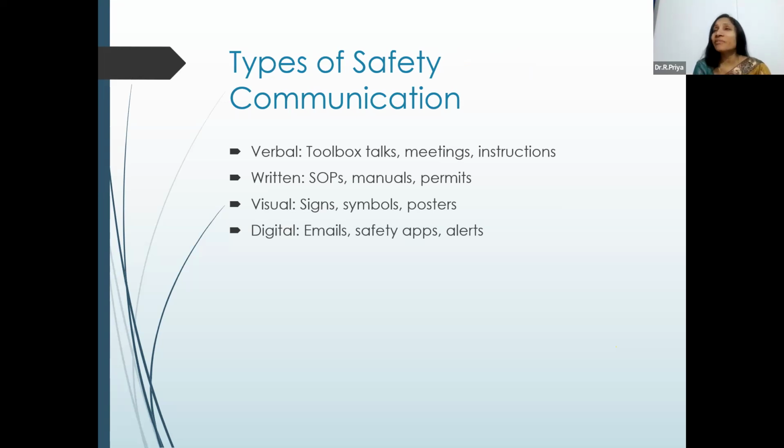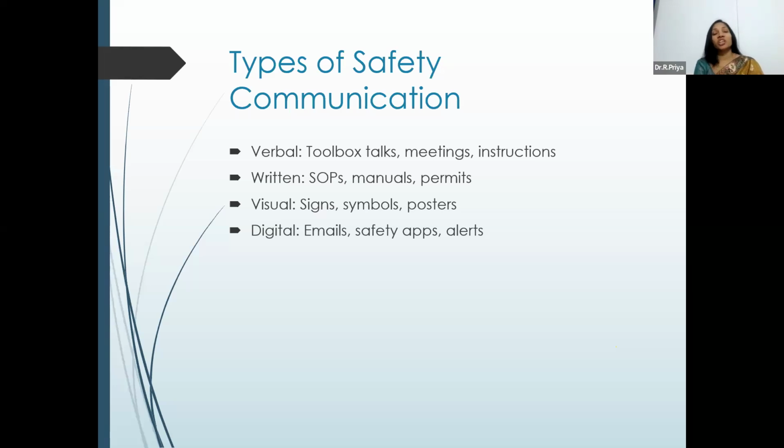Then, types of safety communications. First, verbal communication. Verbal communication is the most direct and commonly used form of safety communication at work sites. It includes toolbox talks before starting work, safety briefings, and on-site instructions given by engineers. This type of communication allows immediate clarification and interaction, compared to written communication. For example, before beginning welding work, engineers conduct a toolbox talk explaining fire hazards, PPE requirements and emergency actions. So the workers can ask questions and clarify doubts instantly.